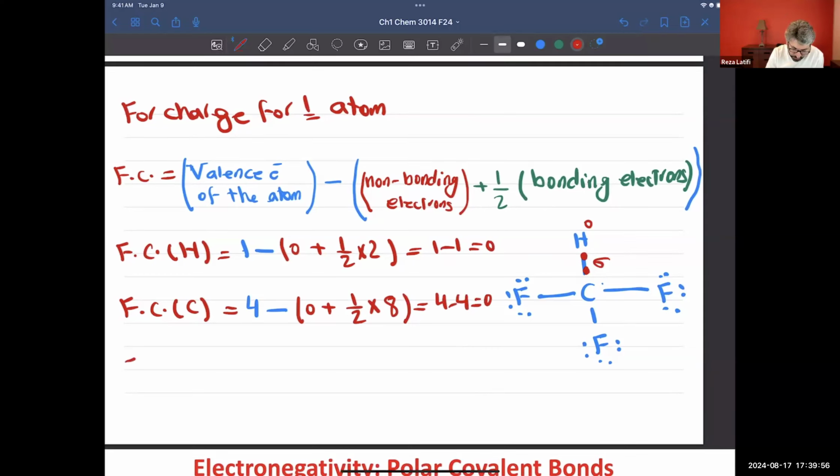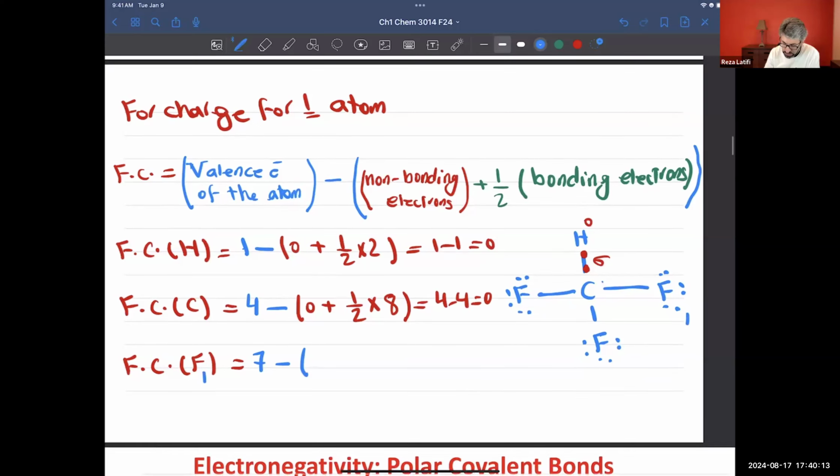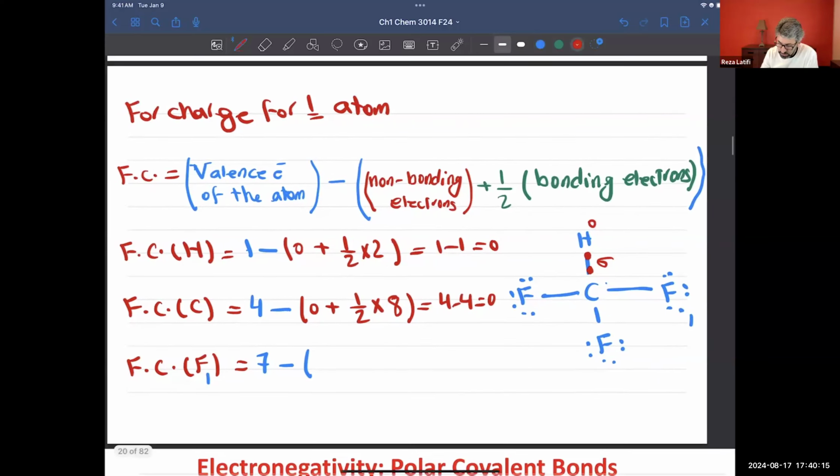And how about the formal charge for fluorine? Fluorine, you got this. Fluorine belongs to group 7. Do I see non-bonding electrons around fluorine? Any fluorine you pick, for example, fluorine number 1. I see 3 lone pairs, 3 pairs of non-bonding electrons around it. 3 pairs means 6 electrons. So I go 6 electrons plus, we made 1 bond, so half of 2 electrons. So it will be 7 minus 7, that's going to be 0.